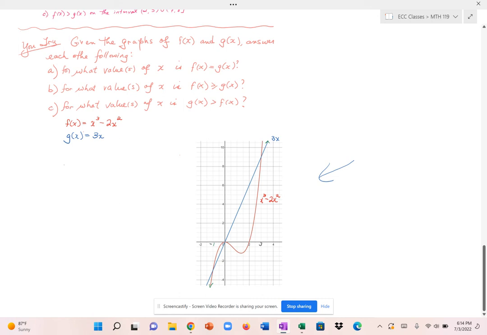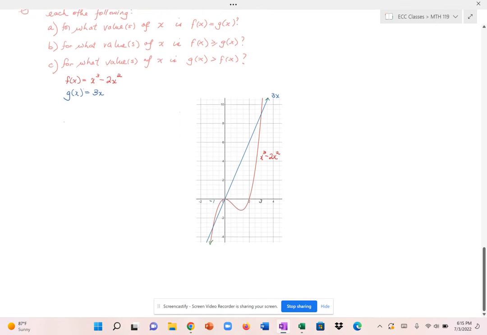And the question is, for what values of x is f of x equal to g of x? So that would be, again, looking for where the two graphs intersect just by reading the graph. Part B says, for what values of x is f of x greater than or equal to g of x? And then the last one is, for what values of x is g of x greater than f of x? So you can give that a try. Good luck.